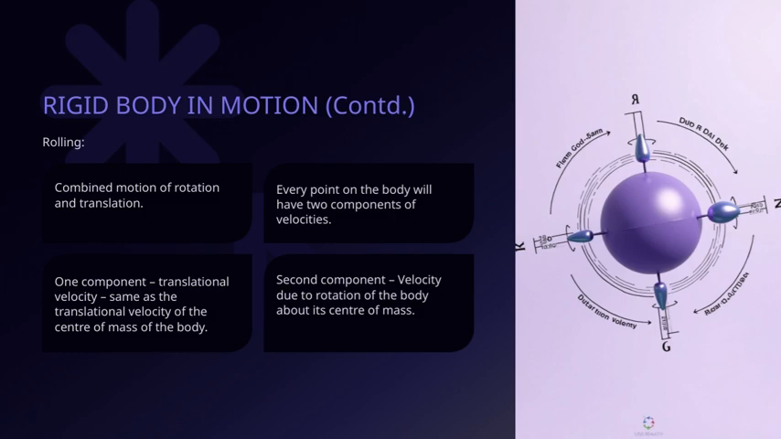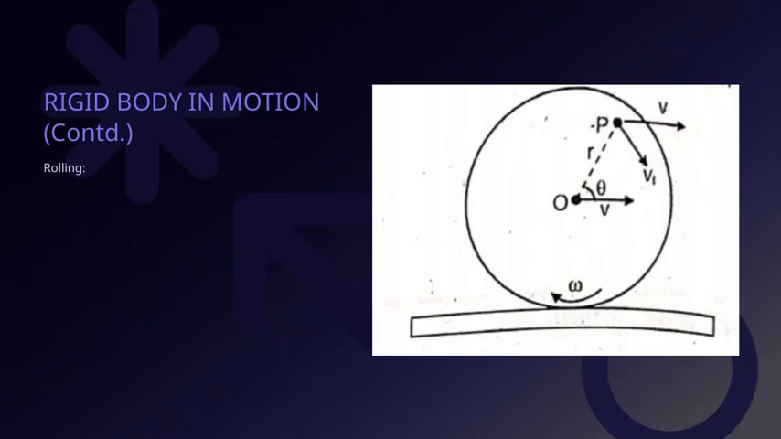When you combine these two components, translation and rotation, you get the total velocity at any given point on the body. This combined motion is what we see in rolling objects, where the body isn't just sliding, but also rotating as it moves forward. So, understanding these two velocity components helps us better grasp how rigid bodies move in real-world scenarios, especially in the context of rolling and other complex motions. Now, let's continue exploring the concept of a rigid body in motion.